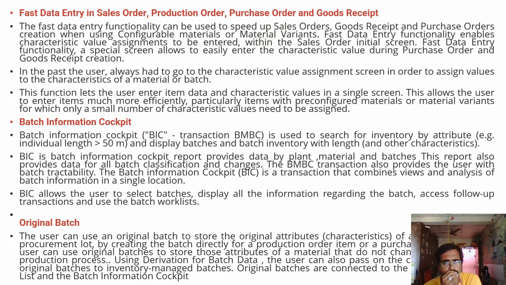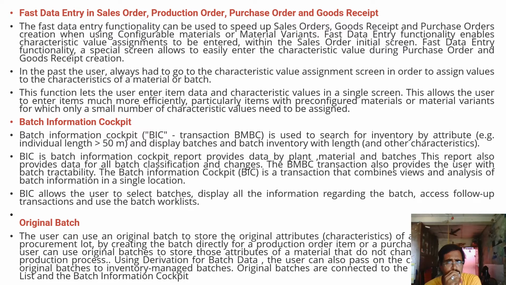It is used to search for inventory by attributes. For example, individual length greater than 50 meters or less than 50 meters, and display batches and batch inventory with length and other characteristics. As a matter of consideration for the batch information cockpit, we need to define all these characteristics in the information cockpit. The batch information cockpit is a batch report that provides data by plant, material, and batches. These reports also provide data for all batch classifications and changes.